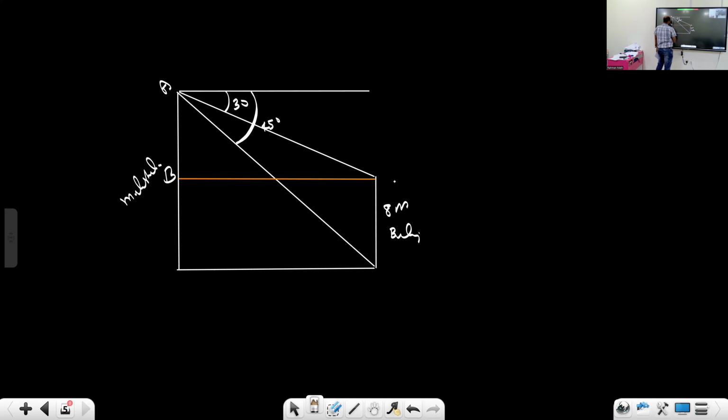B, C, D, E. I took BC equal to X, then what will be X? If BC equal to X, one more X is there, what is that? Draw the diagram. How much is this? This is 8, this I took H.